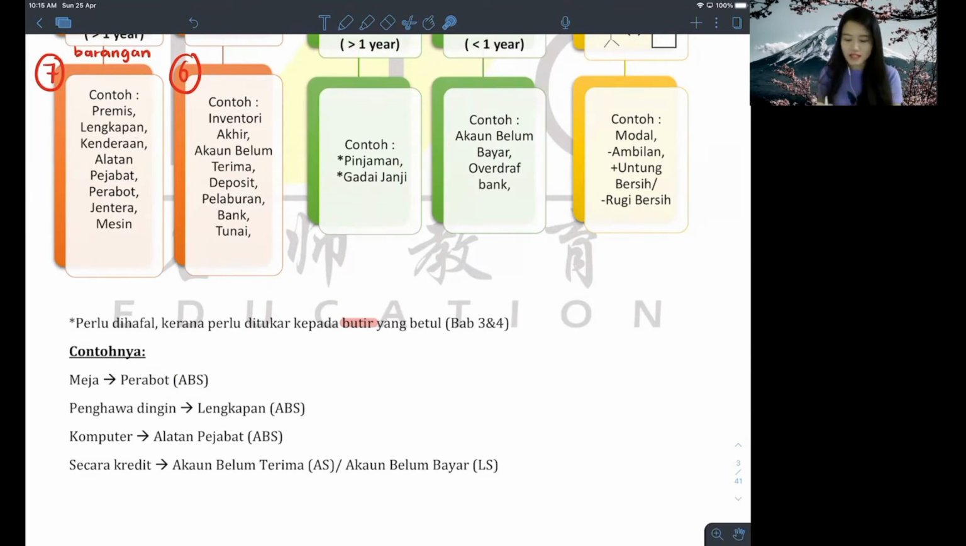That is, for example, we say premise. Premise means a shop, okay, but it doesn't necessarily just mean a shop. It can also be a bangunan, okay, it can also be a bangunan, or even we say kedai, tanah.